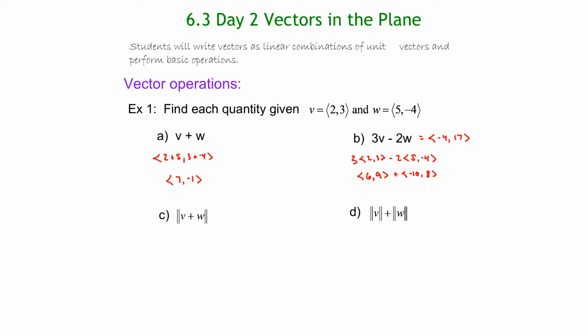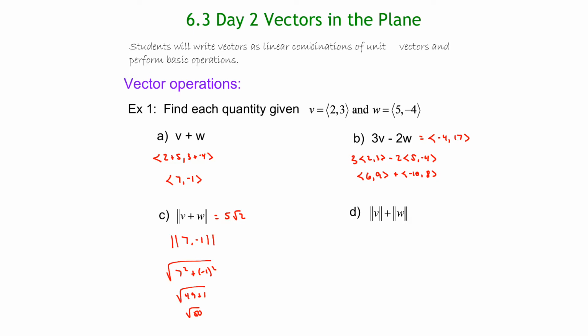Alright, let's look at C. C is the magnitude of the sum of the two vectors. So that would be v plus w, which means we're looking for the magnitude of (7, -1). That is the square root of 7 squared plus negative 1 squared, so 49 plus 1, the square root of 50, which simplifies to 5 square roots of 2.